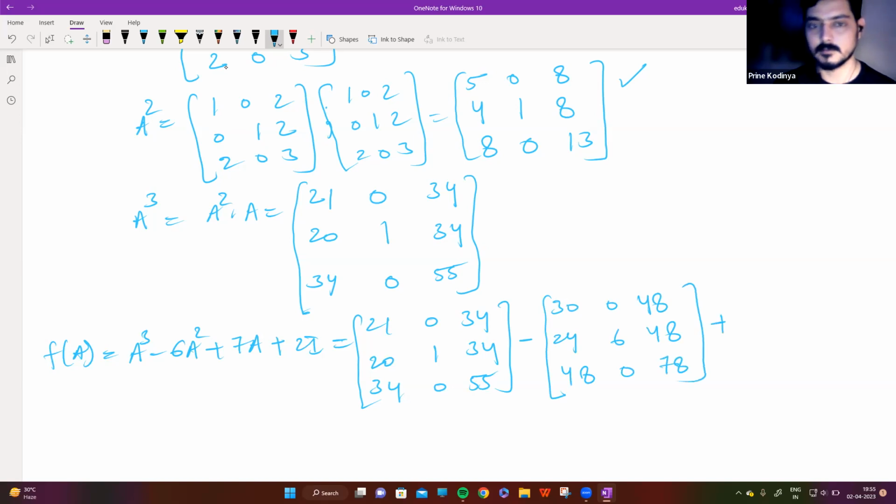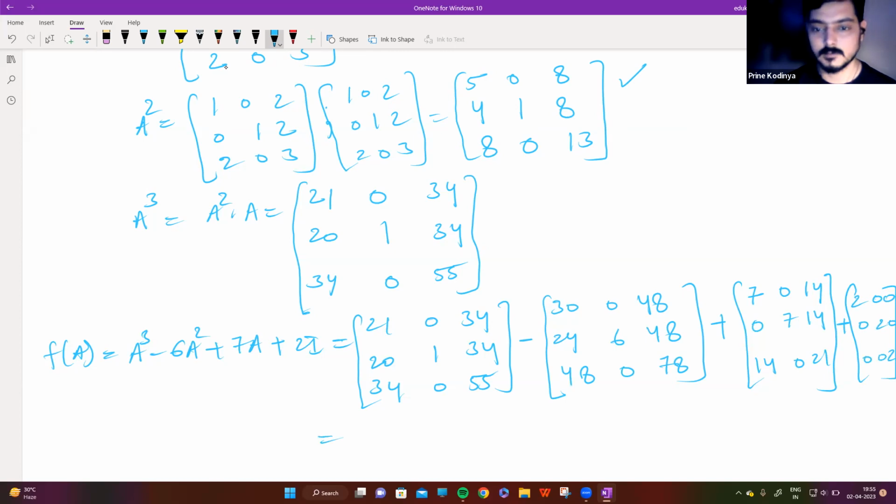Then plus 7A, so this would be 7, 0, 14. Then this would be 0, 7, and 14. Then this would be 14, 0, and 21. And then plus 2I, which would be 2, 0, 0, 0, 2, 0, 0, 0, 2. So the final answer would be, now we can add all the corresponding elements and apply all the respective operations. So 21 minus 30 minus 9, minus 9 plus 9 is 0.